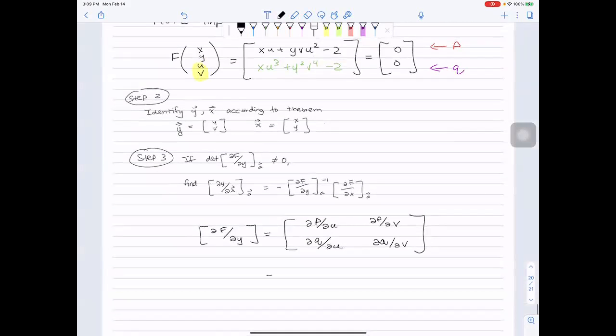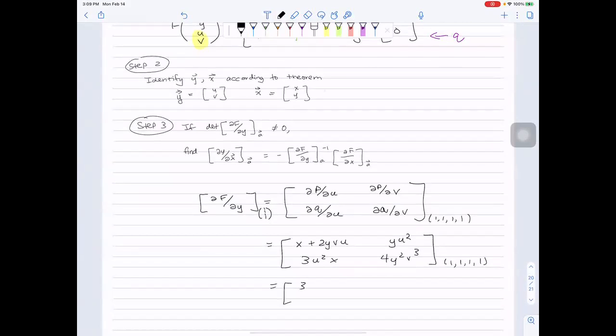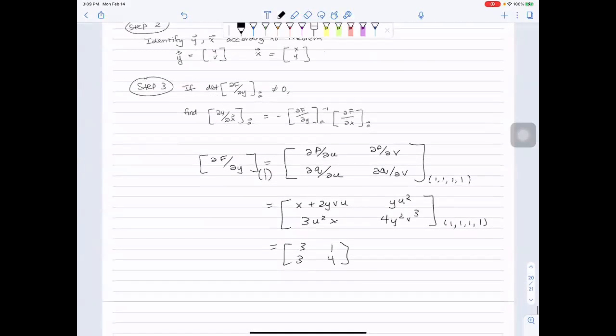When you take the derivative, that gives you x plus 2yv, 3u squared x, yu squared, and 4y squared v cubed. And all along, we're evaluating it at our point 1, 1, 1, 1. If you plug these in, you get this matrix. The determinant is 12 minus 3, or 9. Not 0, which is good for us. So we can use our equation.